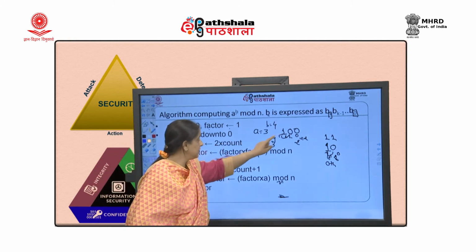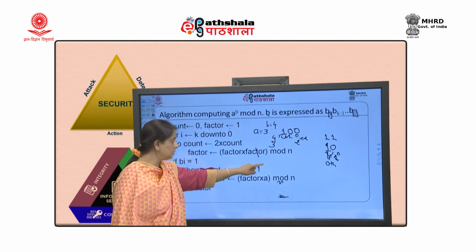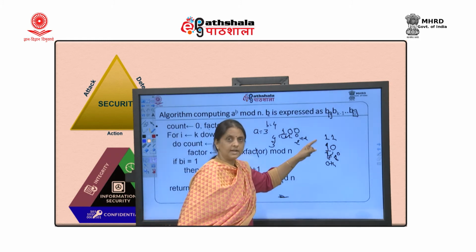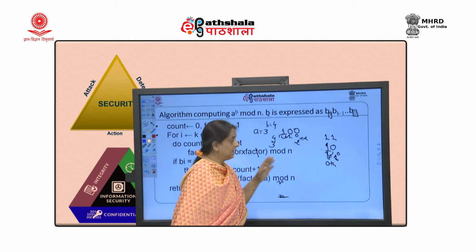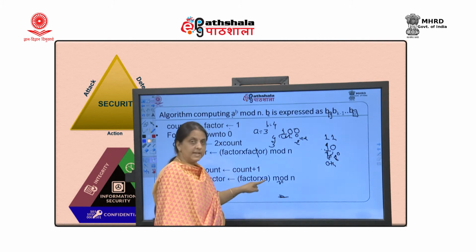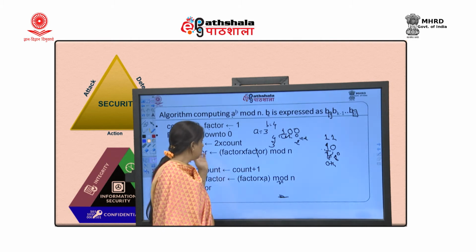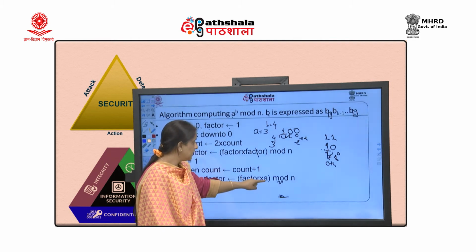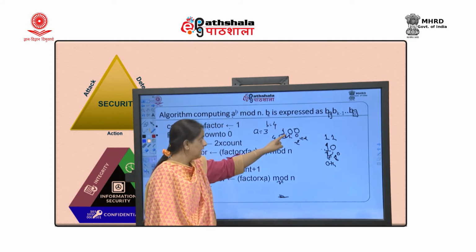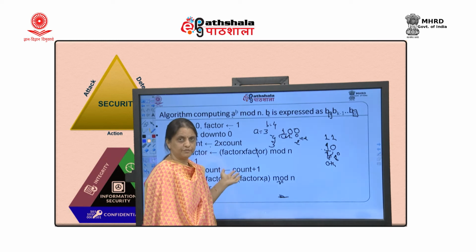If this position is 1, what we need to do? We have to add 1 to the count and factor would be factor into a. Why is this so? As I said, every time the number is doubled, it is squared. But if this is 1, then the base value plays the role. If it is not 1, then simply doubling the values. If the position has a 1 value, that means the base value has to be computed here. If it is 0, you do not have to consider the base value, just double the number while shifting.